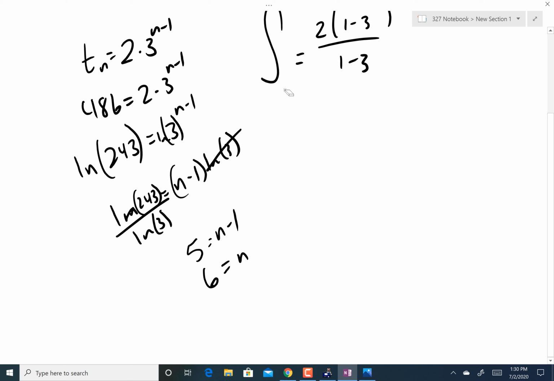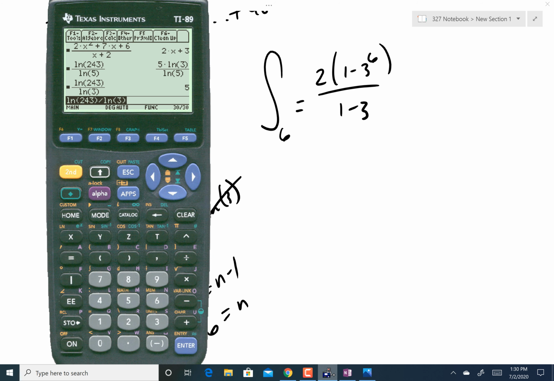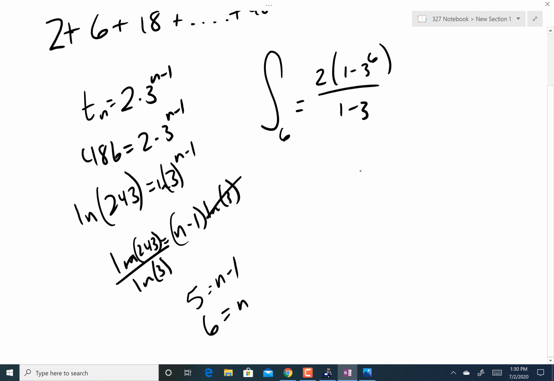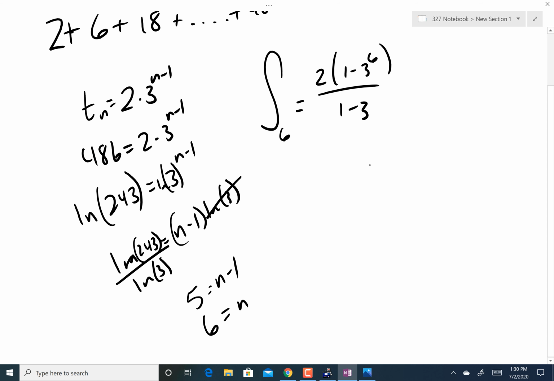So what I'm doing is adding up the first 6 terms. And that's my answer right there. So it's going to be 2 times parentheses 1 minus 3 to the 6th, divided by negative 2. Okay, 728. That makes me happier.